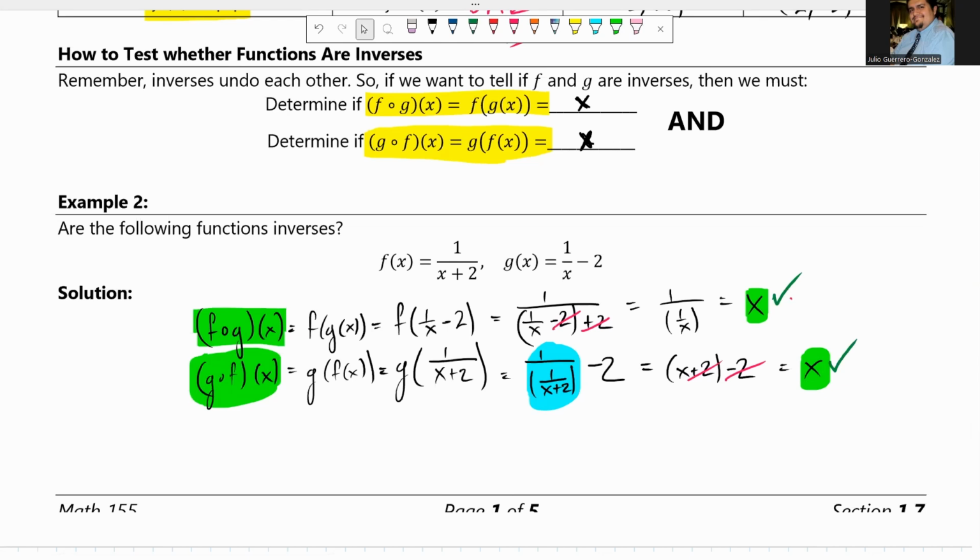And I don't know why my page has moved. That is annoying. Hold the phone. All right, there we go.